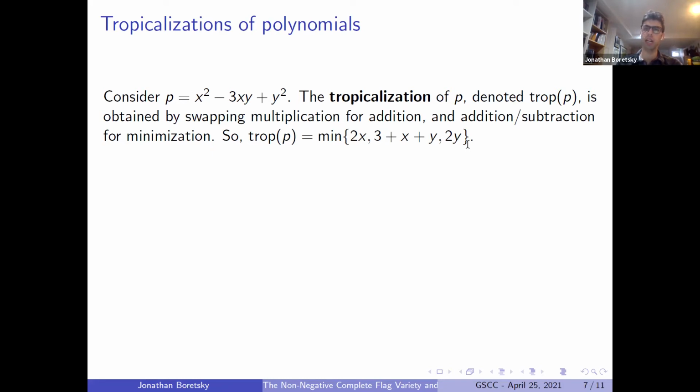Okay, and these minuses and pluses just tell me to take the minimum over these three terms. So for now, I'm treating addition and subtraction on equal footing. So you might ask why I put a subtraction in this example in the first place. We'll get back to that in a second.